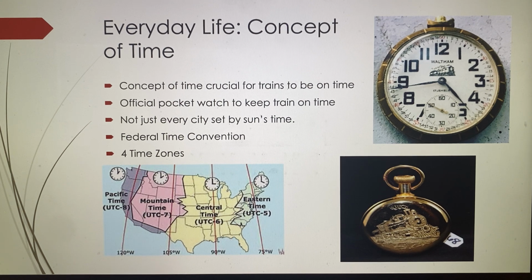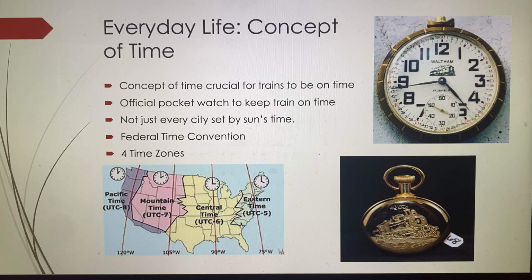Everyday life, of course, we had to have the concept of time, because each city would go by a sundial to set their clocks, right? And this got kind of confusing when you had to get on a train at a certain time and you'd cross timelines. So the concept of time was crucial for trains because they had to be on time. The trains could not come in at the same time, or of course, there'd be a train collision. So anyway, they would have an official pocket watch to keep trains on time. On the train, everyone would have the official pocket watch, or the people that at least were running the train, I should say. Here's a picture of one.